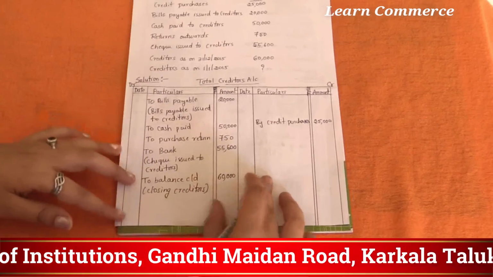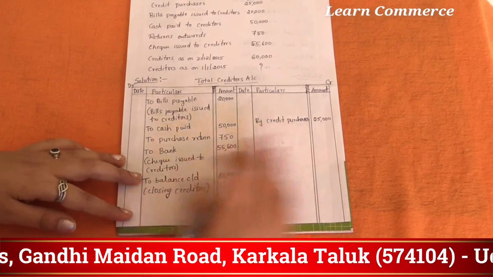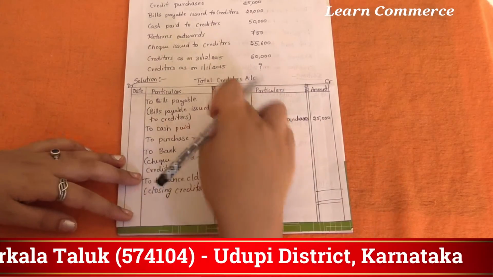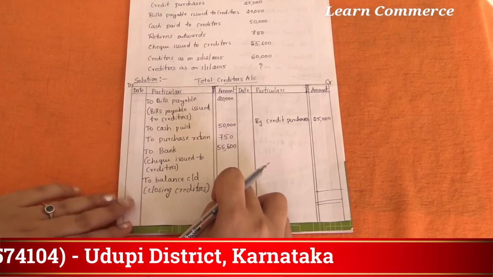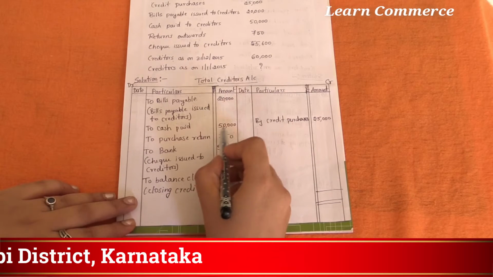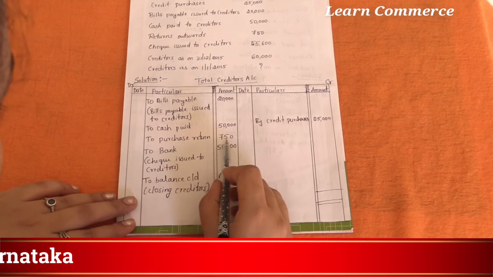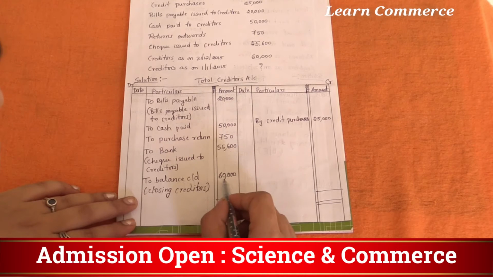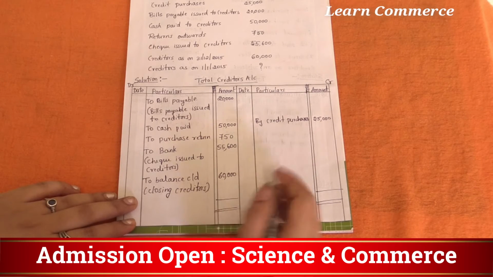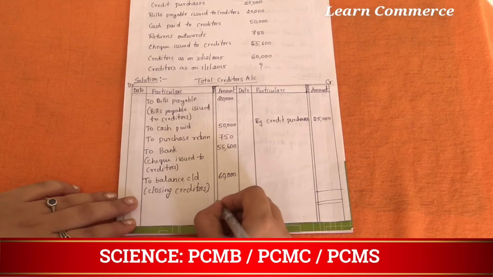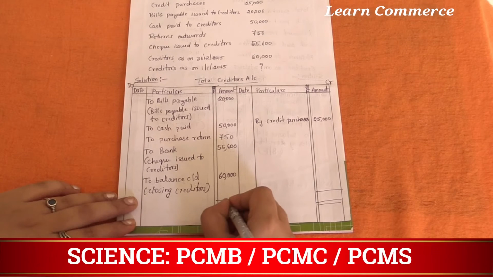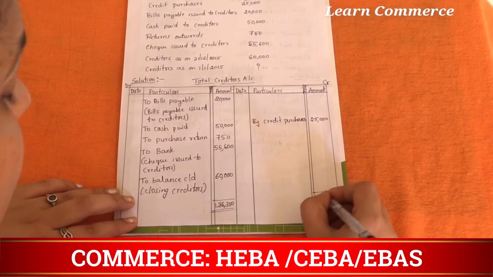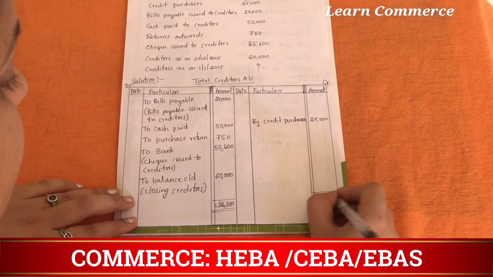Okay. Then make a total of both the sides. We can see the debit side is more. Add this one, 20,000 plus 50,000 plus 750 plus 55,600 plus 60,000. You can get 1,86,350. Write the same amount on both the sides, 1,86,350.